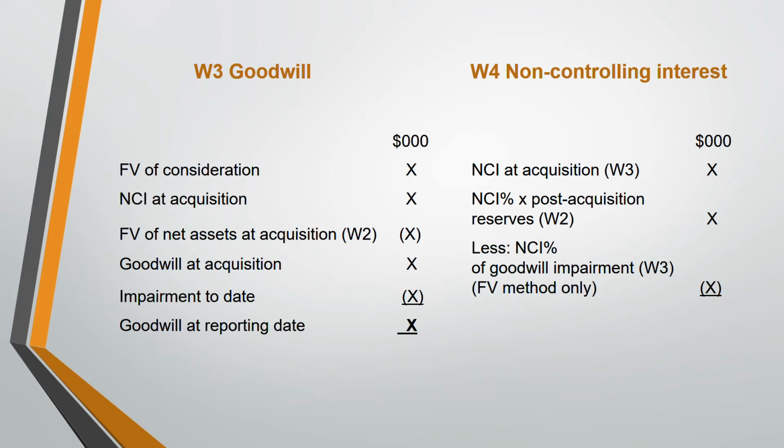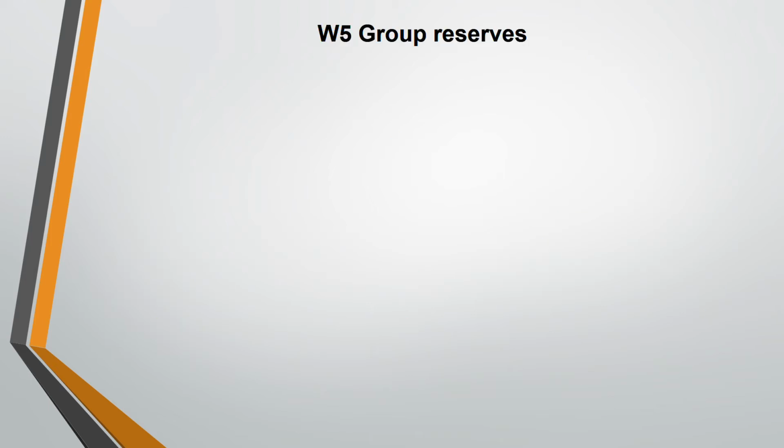Whatever NCI you get will go to the statement of financial position. Whatever goodwill you got will go to the statement of financial position. Group reserves: reserves has two things. One is retained earnings. The other one is other components of equity. So working number 5 is retained earnings.